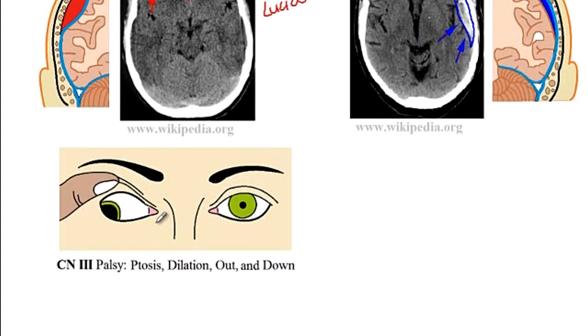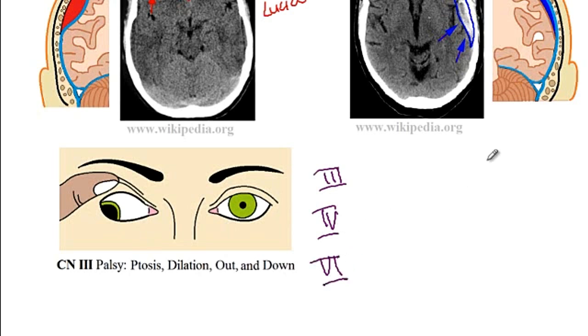I mentioned earlier that cranial nerve 3 palsy is a rare complication that can arise from epidural hematoma. And so in order to understand why patients will present with the symptoms listed here, like ptosis, dilation, and the eye looking outward and down, you will have to know what cranial nerves innervate the movement of the eyes. So the 3 cranial nerves that innervate extraocular muscles are cranial nerve 3, cranial nerve 4, and cranial nerve 6.